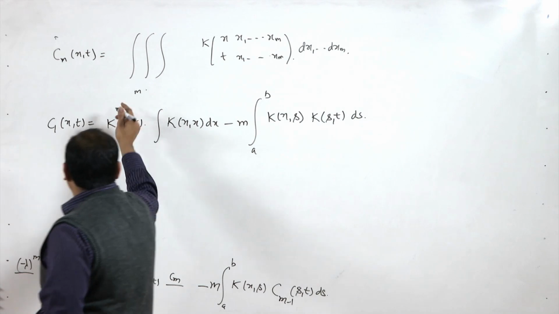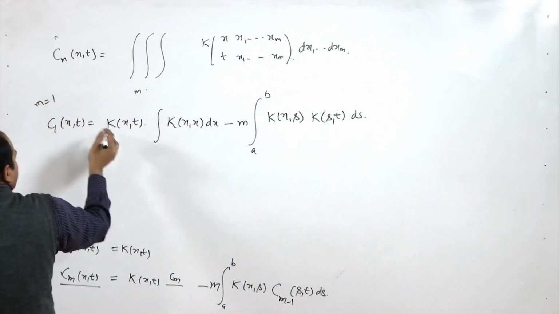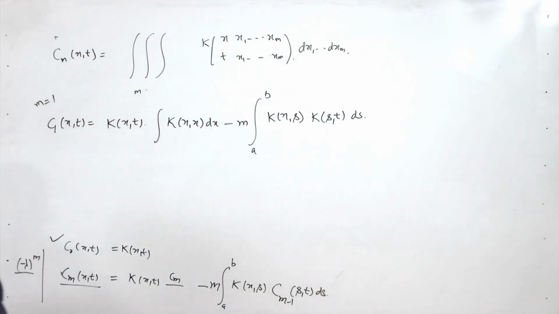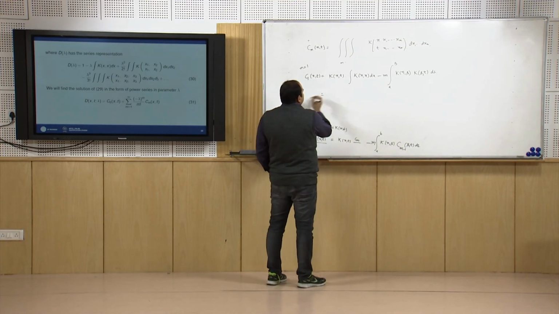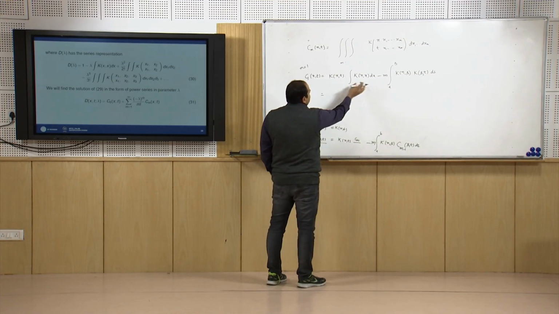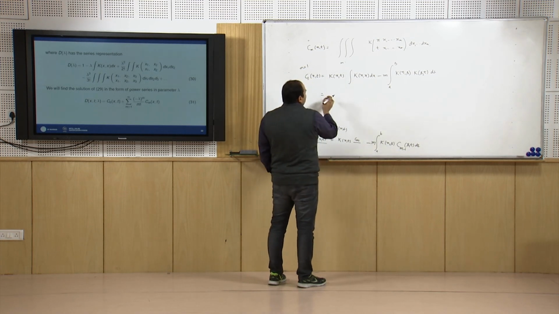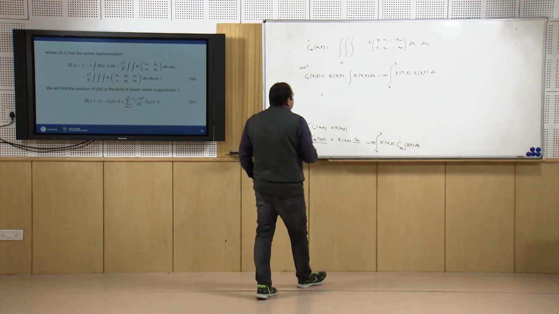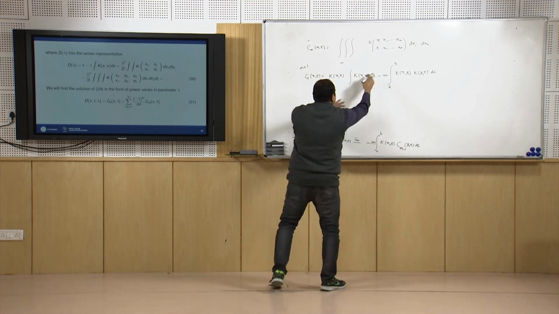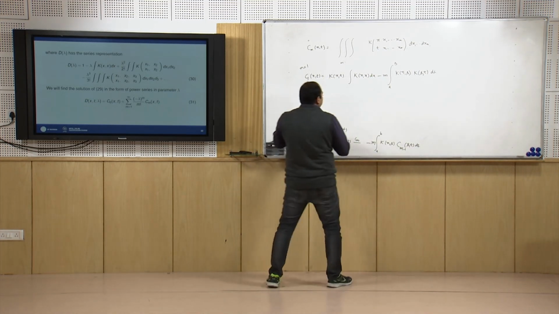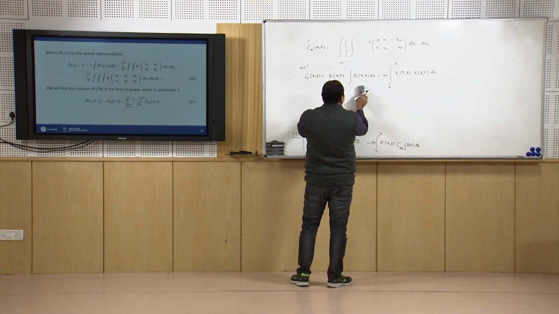So for m equal to 1, you can say that c1(x,t) is given by this, and if you further simplify, you can further simplify as this. Since this is integration with respect to dx here, I can write this in terms of ds. So let us change the dummy variable here, let us write it in terms of s.